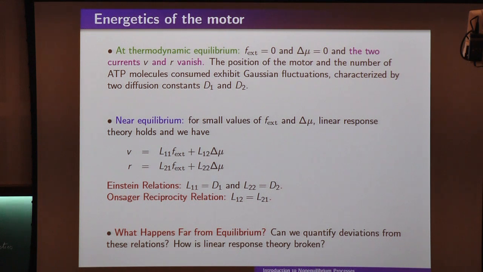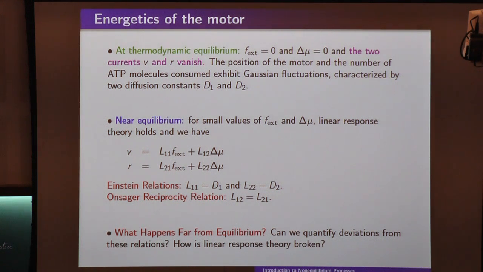Now suppose that we put a small force on the motor, and we put a small unbalance between ATP and ADP. So now there is a reaction going on, some consumption, and the motor will start to move with a speed v, and there will be some consumption of ATP. If everything is small, we can make a linear response theory, and we'll have 4 Onsager type coefficients. We have a matrix L, which couples the external drives with the responses. Okay? And these are the linear response coefficients.